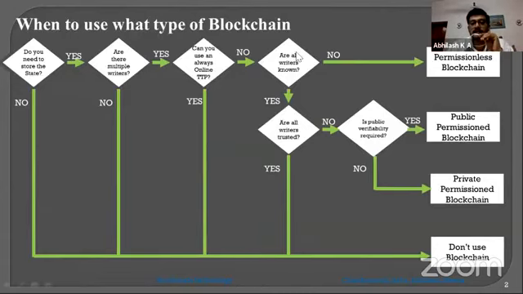Now, after this, the question is, are all writers known to you? If not, then it is a scenario of a permissionless blockchain, a public permissionless blockchain. Moving forward, if the question was, are all writers known, and the answer is yes.